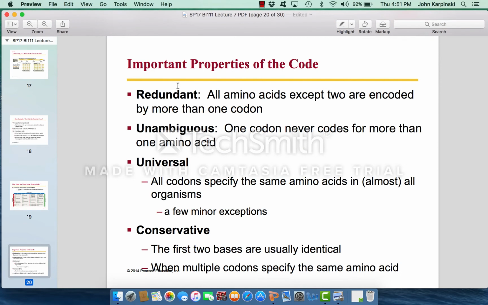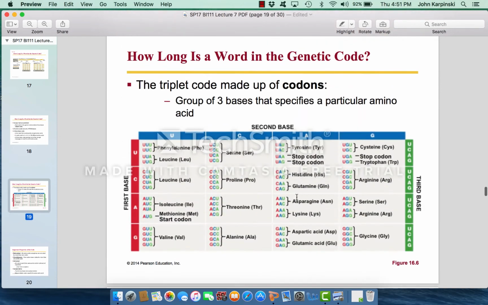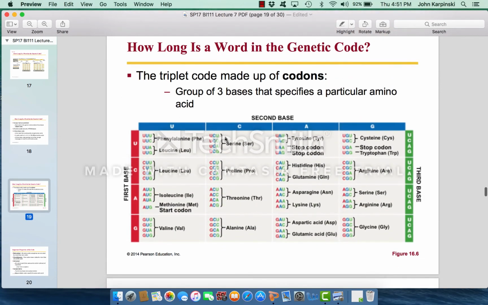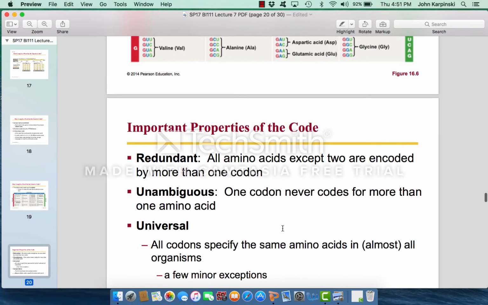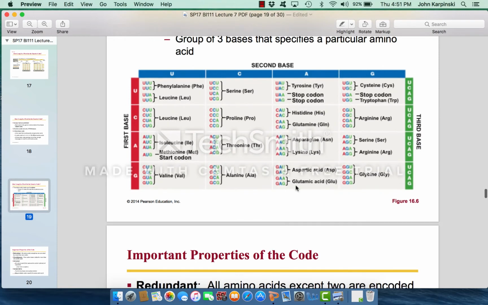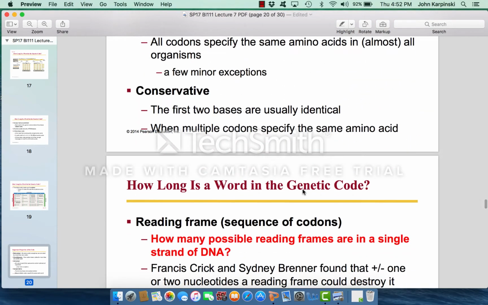The last one of these properties I didn't mention was universal. In general, the codons we see in this table go across species, across the tree of life. There are some exceptions, but by and large, the code is universal. For instance, the amino acid that always starts proteins, AUG, which codes for methionine, holds true for essentially all organisms we know. But again, there are exceptions.